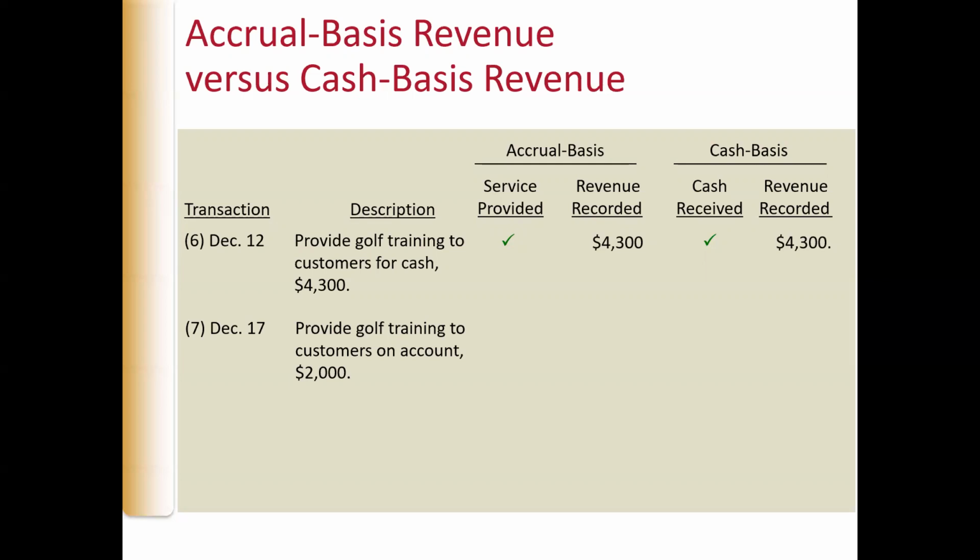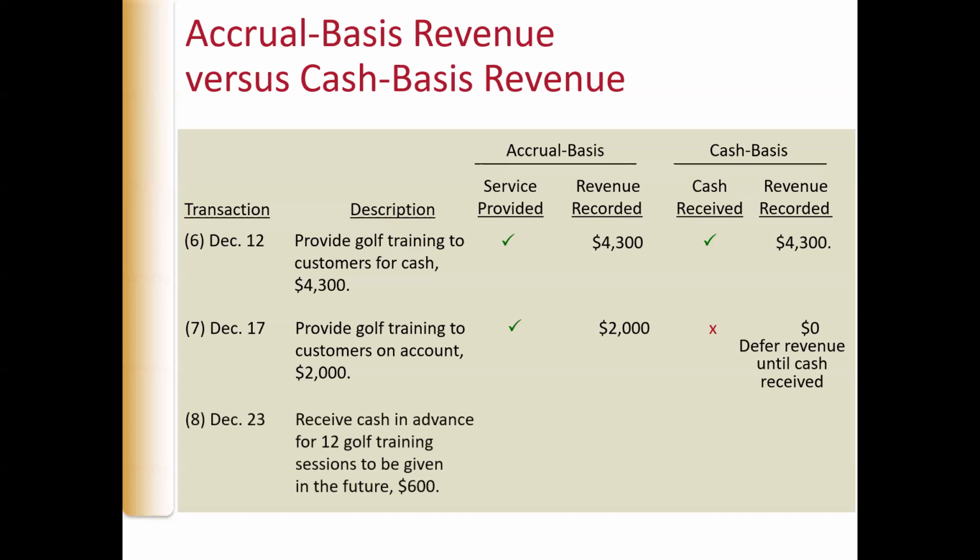Look at this one. We provide golf training to customers on account for $2,000. Now, when it says we provide training to customers on account, that means we did not receive the cash, but we did perform the service. So would we record it under the accrual basis? Yes. But we would not, under the cash basis, record this until we receive the cash.